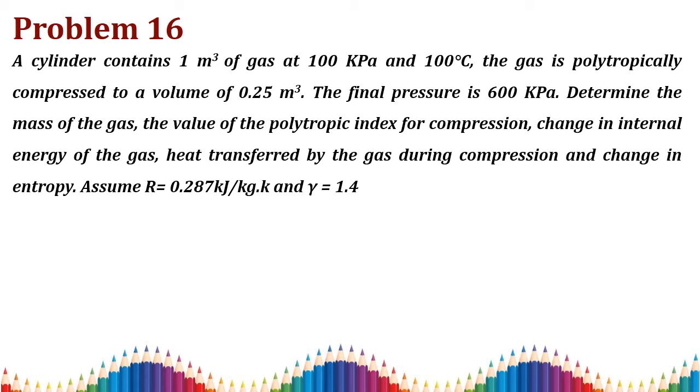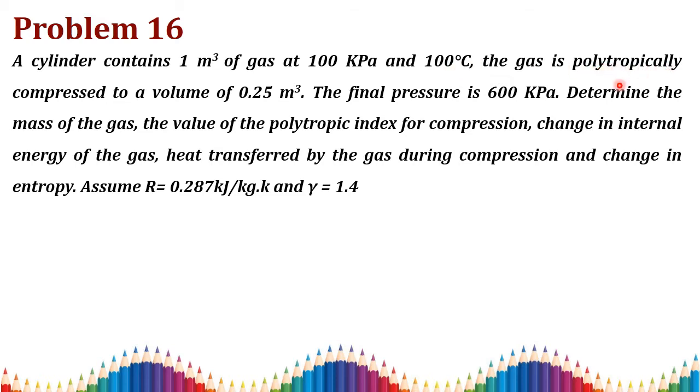So problem number 16. A cylinder contains 1 meter cube of gas at 100 kilopascal and 100 degrees Celsius. That is, the initial volume of the gas is 1 meter cube at 100 kilopascal. So that is P1 as 100 kilopascal and the initial temperature as 100 degrees Celsius.